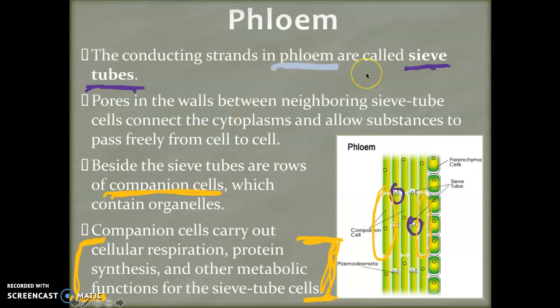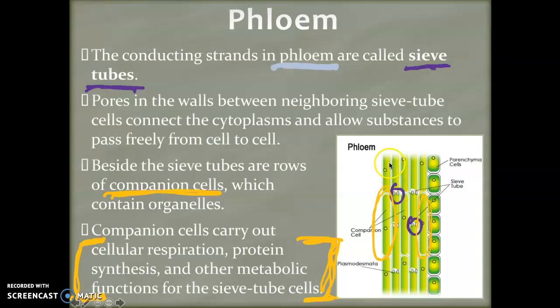Conducting strands in phloem are called sieve tubes. So in xylem you had your main one called tracheids, but in phloem your main cells are called sieve tubes, and I circled them right here in purple as well. Pores in the walls between neighboring sieve tube cells connect the cytoplasms and allow substances to pass freely from cell to cell. Because of these, not a lot of energy is needed to pass sugars from cell to cell. Some energy is needed, but not a whole lot.